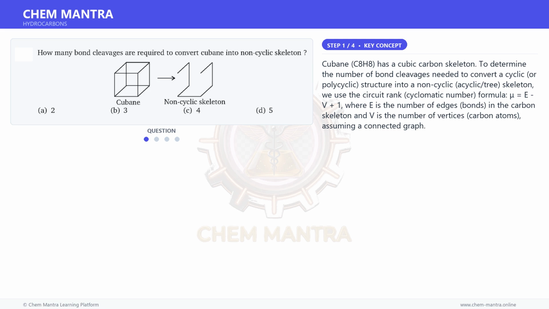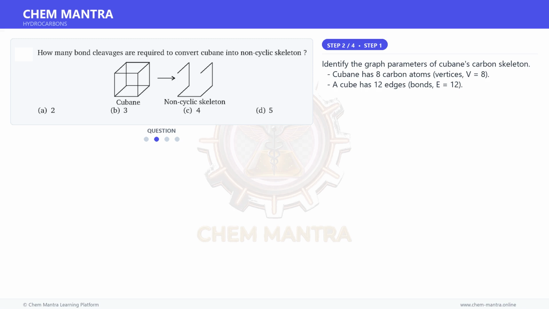To determine the number of bond cleavages needed to convert a cyclic or polycyclic structure into a non-cyclic, acyclic tree skeleton, we use the circuit rank, cyclomatic number, formula: mu is equal to E minus V plus 1, where E is the number of edges, bonds, in the carbon skeleton and V is the number of vertices, carbon atoms, assuming a connected graph. Moving on to the next step.